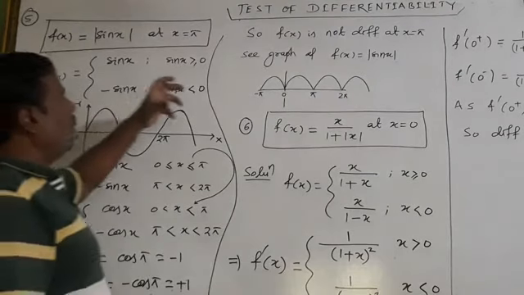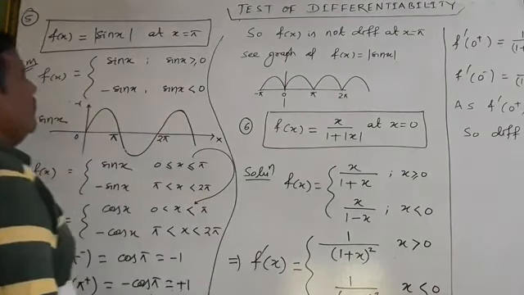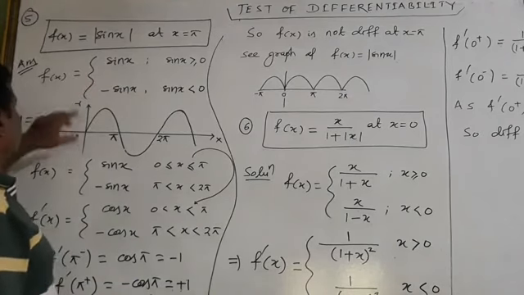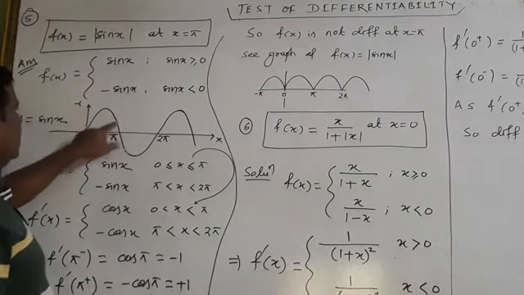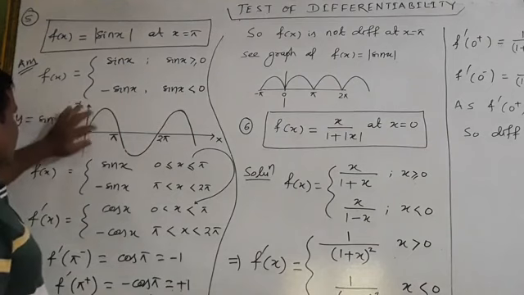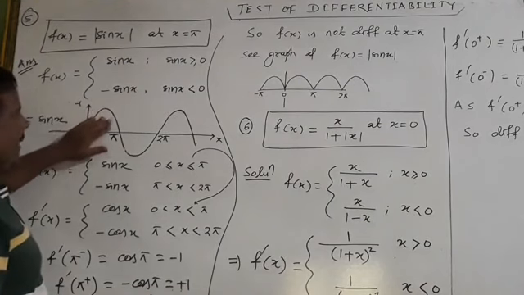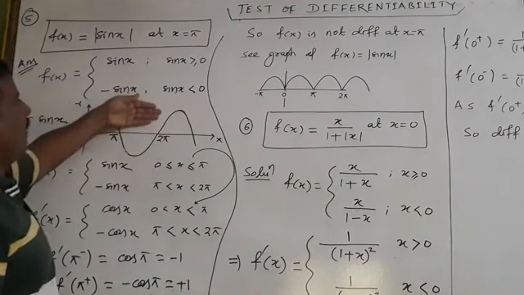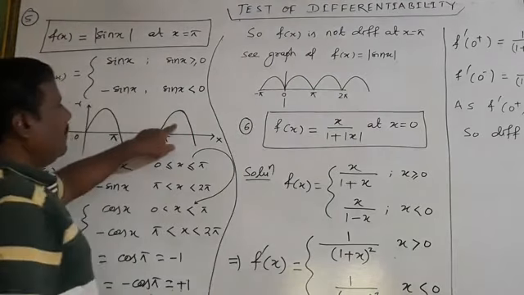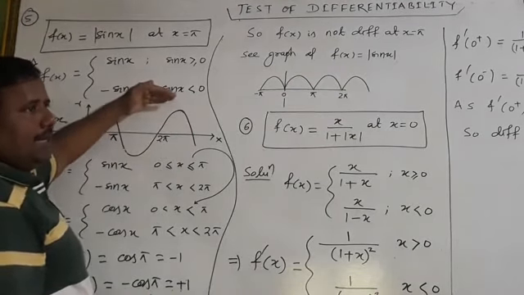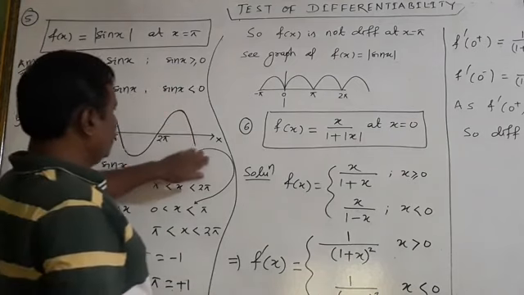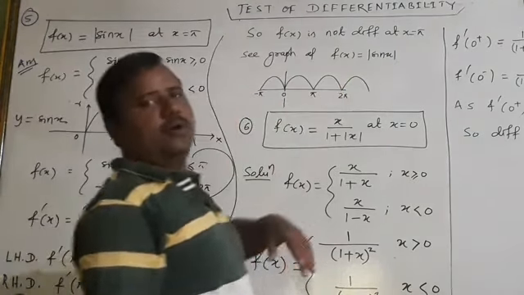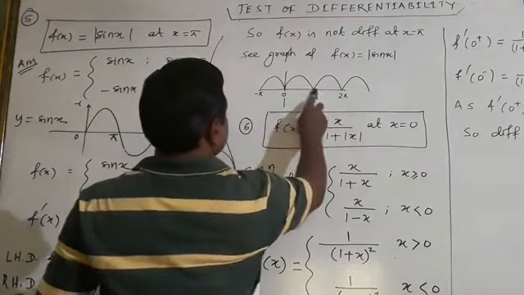Now you should know what the graph of f(x) = mod sin x is. That is very important. For y = sin x, the graph is this. When we take mod sin x, the positive part remains, and the negative part becomes positive when we take the modulus, so it goes upside. If it is on the positive side of the x axis, it remains. When it goes to the negative side of the y axis, it just goes up. Then the graph will be like this.